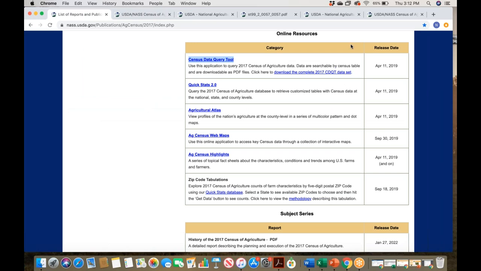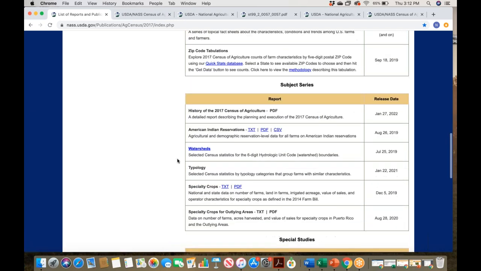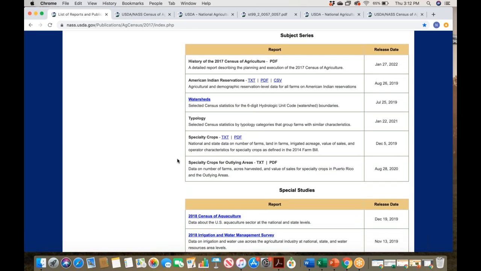Let's go back to the main page here. I'm not going to click on every one of these, but some are helpful to see things in an interactive map. So please take a look at that if you wish. Zip code tabulations were released. You can go here and you can put in your zip code and find lots of information organized in that manner. Here's where you find the American Indian Reservations data.